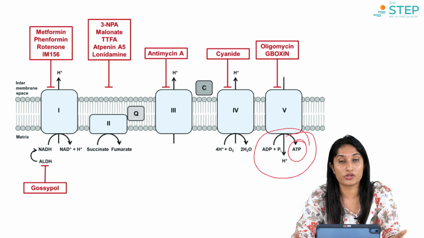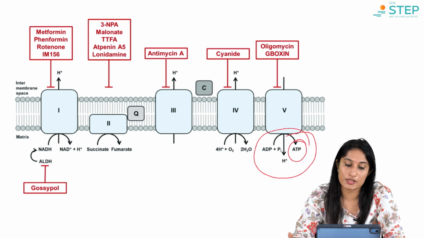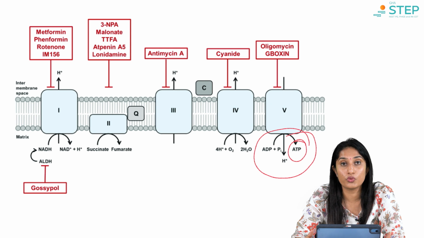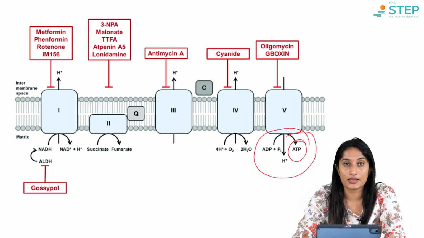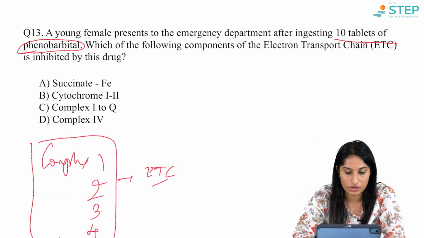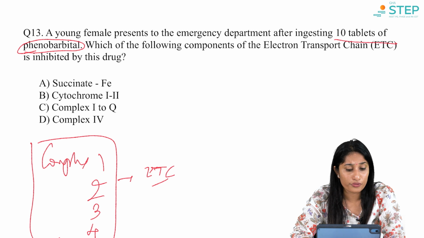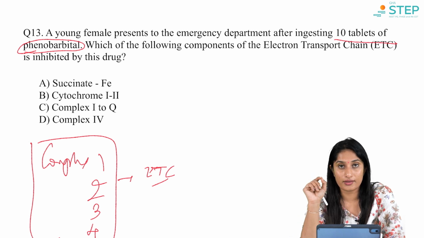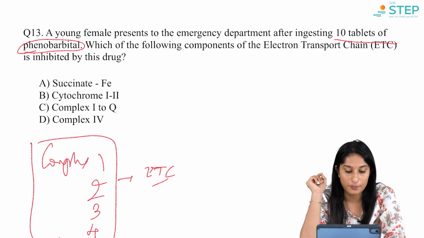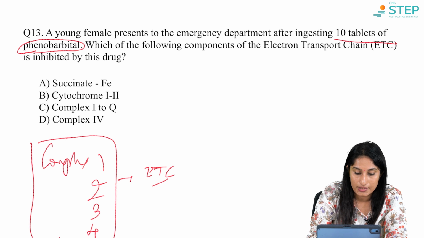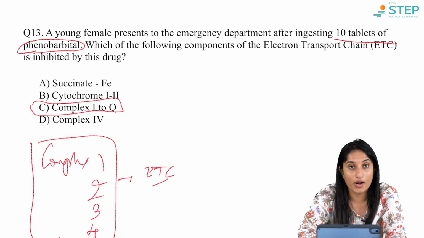So, ATP production is through the electron transport chain. For it to occur, we need a smooth transfer of electrons. So, if there are drugs which can inhibit individual ones of these 4 complexes, that can halt ATP production. So, phenobarbital is going to target which of these 4 complexes? It is this, that is complex 1.